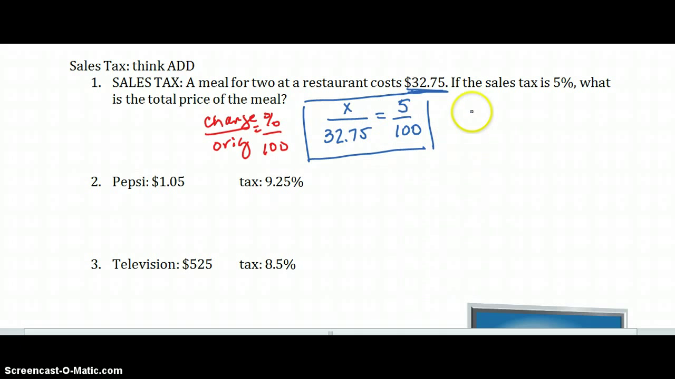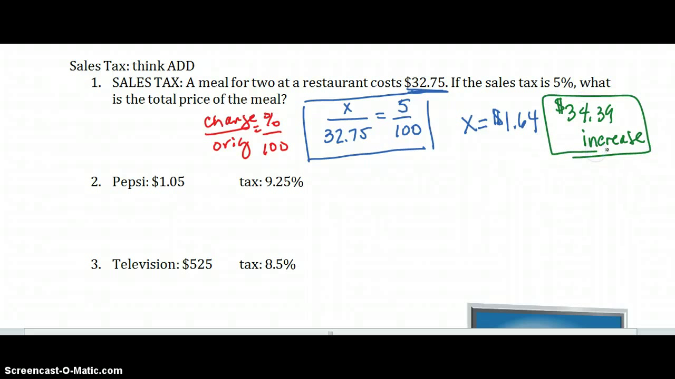If you've got your calculators handy, you ought to be able to do that fairly quickly, and you'll find out that x here is $1.64, rounded. That is the amount of tax. So that's what we need to add to our bill. So $32.75, again I'm using my calculator, plus $1.64 gives me a total bill of $34.39. And of course that was an increase because we had to add tax to our bill.